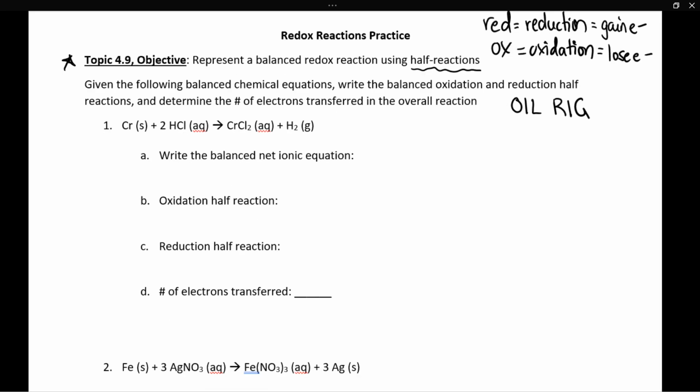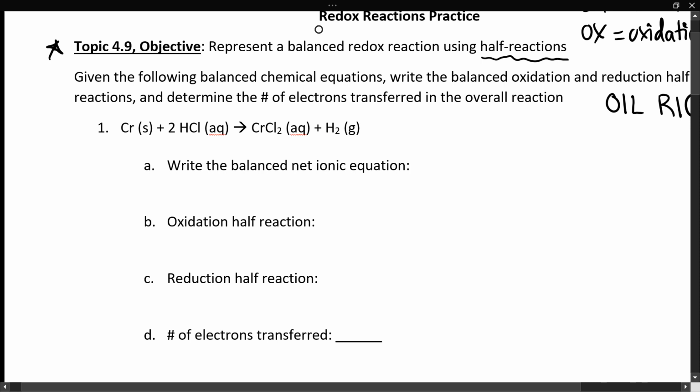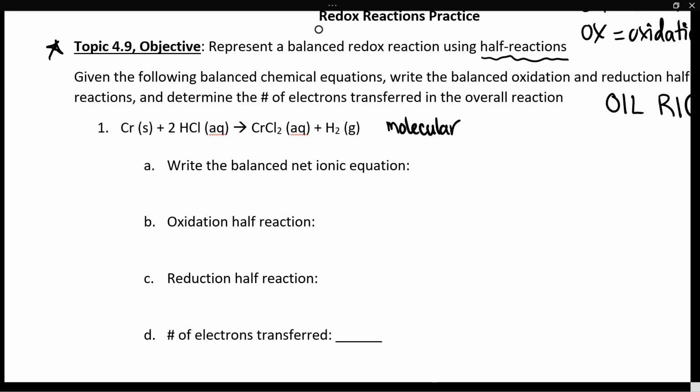So in this first one, we are given a balanced chemical equation. This is what we call the molecular equation. And first thing we're going to do is write it as a net ionic equation. Our molecular equation is representing everything as molecules, which is not accurate because we know that ionic compounds such as chromium chloride, when they dissolve in water, are actually going to split apart into ions.